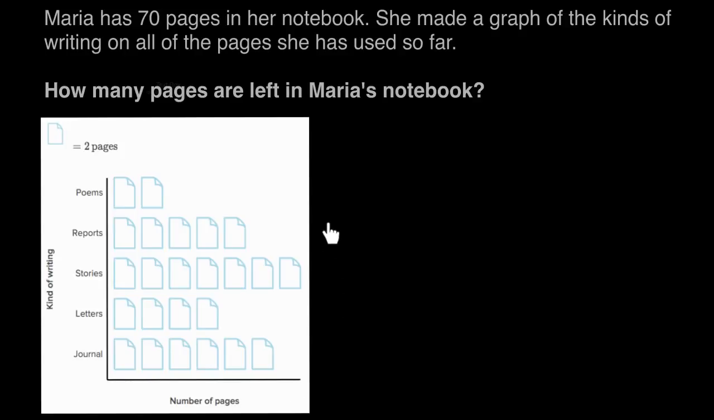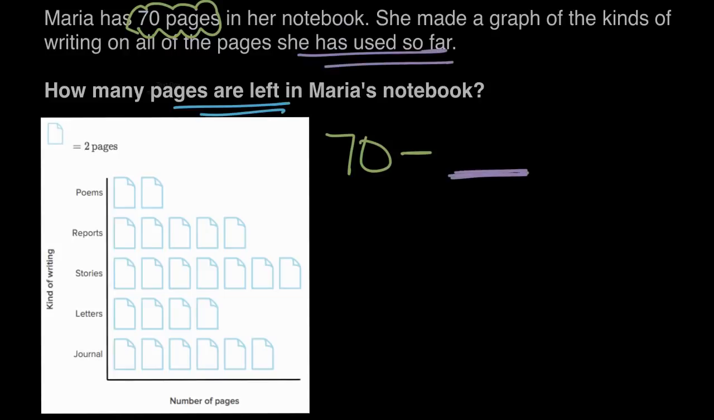So down here we have a picture graph, or pictograph, showing all the pages Maria's used so far in her notebook, but we're asked how many pages are left in Maria's notebook. So to find that out, we need to know how many she started with, which it tells us right here. Her notebook started with 70 pages, and then if we take away however many pages she's used so far, that will tell us how many are left in her notebook.